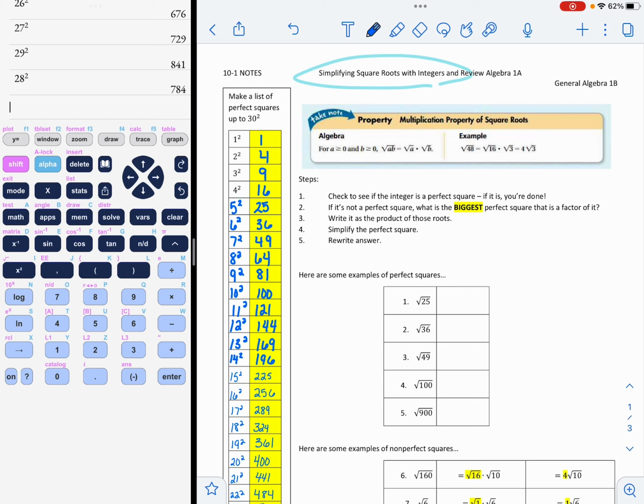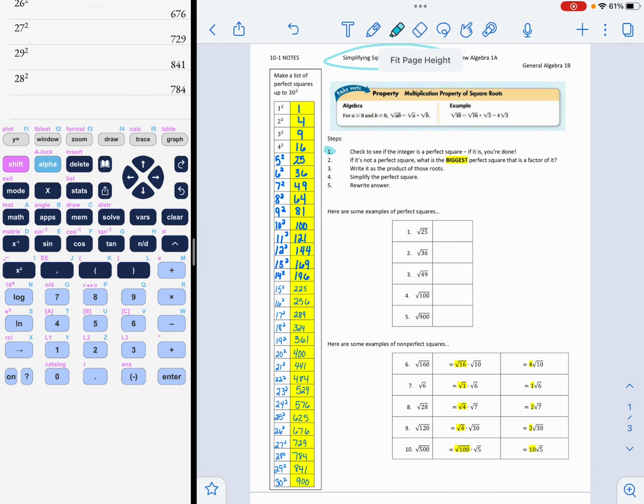Now, the steps are this. Check to see if the integer is a perfect square. If it is, just write the answer and you're done. So that would be step 1. Step 2, if it's not a perfect square, see what is the biggest perfect square. So see everything in the yellow highlights?